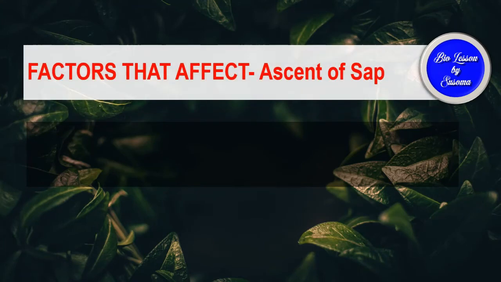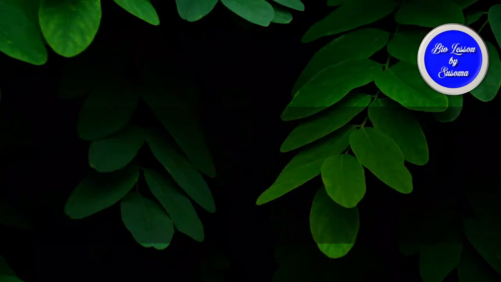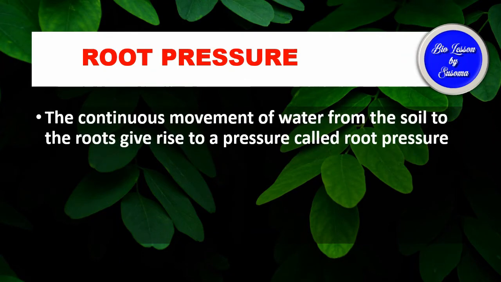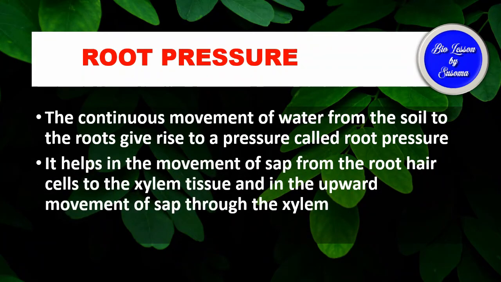Now what are the factors that affect the ascent of sap? There are two factors which affect the ascent of sap: root pressure and transpiration. So what is root pressure? The continuous movement of water from the soil to the roots gives rise to a pressure which is called the root pressure. The root pressure helps in the movement of the sap from the root hair cells to the xylem tissue and in the upward movement of the sap through the xylem.